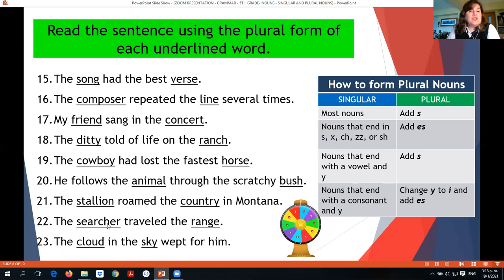22, the searcher traveled the range. In plural, the searchers traveled the ranges. So searchers with only an S at the end, and ranges also with only an S at the end. 23, the cloud in the sky wept for him. If we put it in plural, the clouds in the skies wept for him. Clouds with only an S added at the end, and skies, we replace the Y with an I and we add ES.